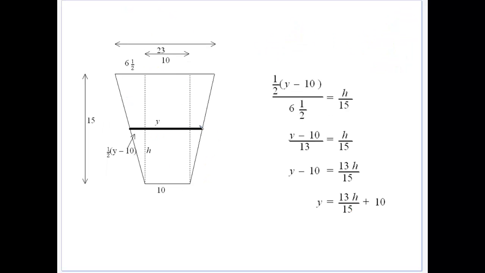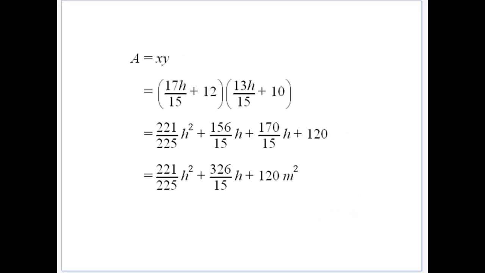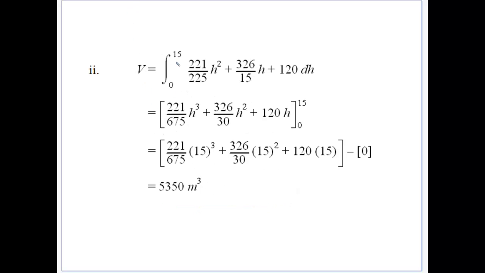We do the same for the side of y, 23 across, 10 on the bottom. Again, the h on 15 there. We've got 6.5 and half outside of y minus 10. Again, we get those similar ratios happening, and we're able to get y as that expression. So check the algebra there. The area comes out to be those two, and we get the expression as needed. Then we're just integrating between 0 and 15. Even though our numbers are ugly, it's not a hard integration. Then we substitute 15, because 0 is going to cancel everything out, to get 5350.